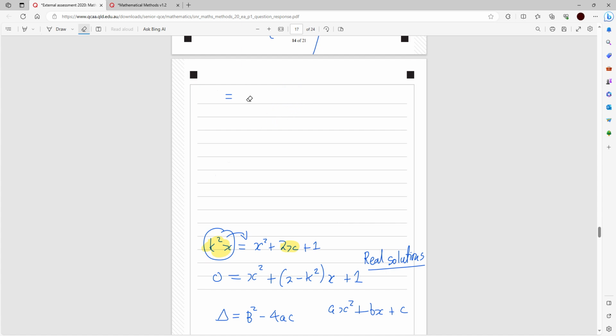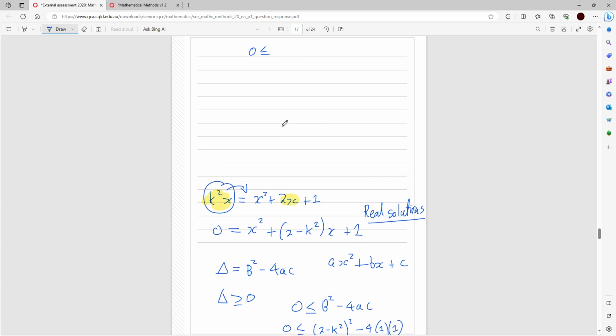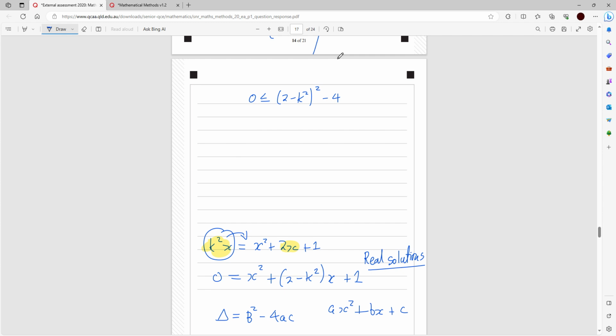and that. So what we have is, what was it? 0 is less than or equal to 2 minus k squared all squared minus 4. So we're just going to solve this for k. Move the 4 to the other side, and you don't need to flip the inequality because you're not dividing by a negative number. You only flip it when you divide by a negative number, not when you move stuff across. And what we're going to do is square root both sides.